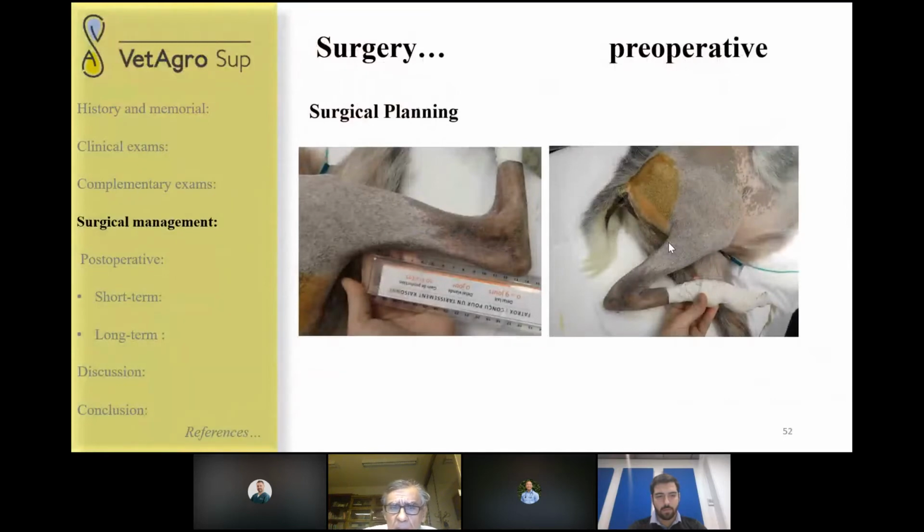To prepare the surgery, we did a surgical planning and verified the length of the tendon, to choose the right artificial tendon and to prepare the material for the repair. And this is the modification of the flexion and max flexion while the knee has only a half flexion. So we have at least 5 or 6 centimeters of elongation. Next slide, please.